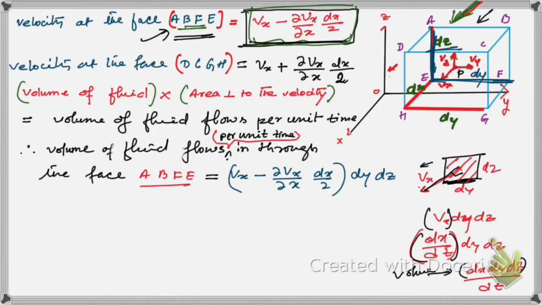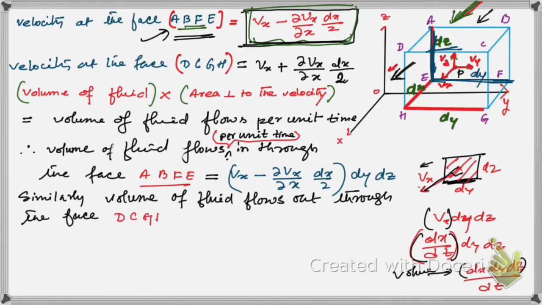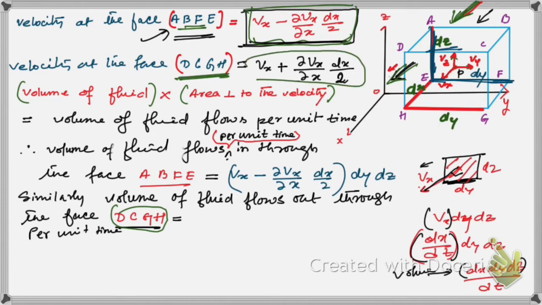So similarly, we can find the volume that is going out through this surface, DCGH. We can find the volume of fluid that flows through this surface per unit time. So similarly, volume of fluid flows out through the face DEGH per unit time. Now you see, the volume of fluid that flows out through this face will be given by velocity at this surface, velocity into its area of the surface.